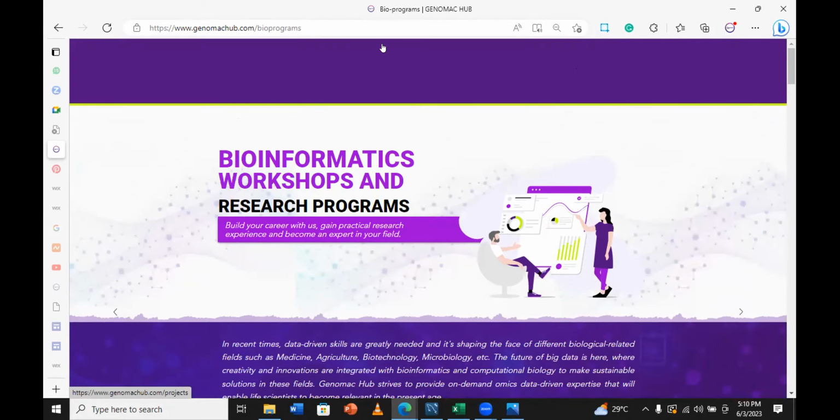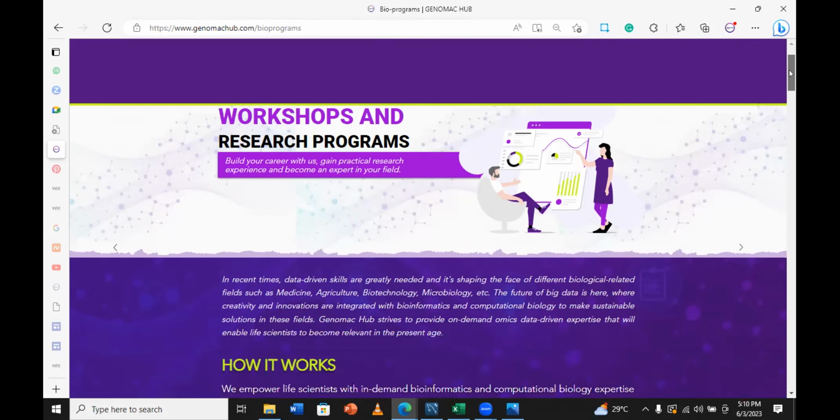There's no certificate for this actually, because this was a meetup. It's not necessarily a special program, so there is no certificate. It's just to educate life scientists.